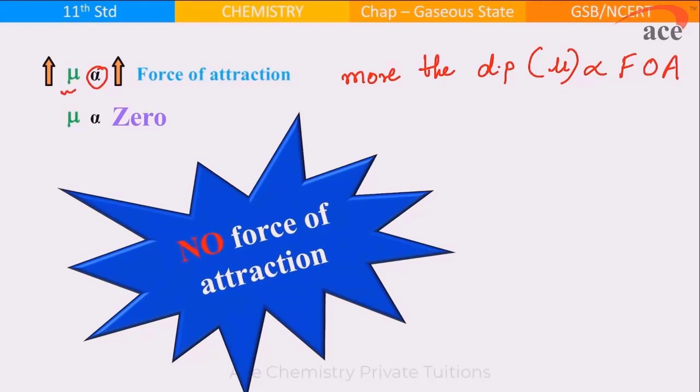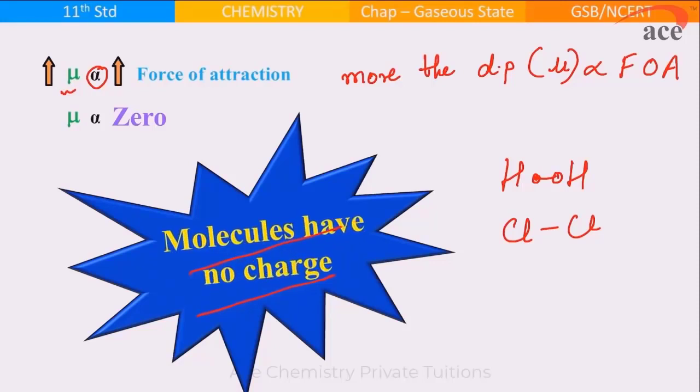Zero? Well, when there is no force of attraction, there will not be polarity, which means there will not be any development of charge between the two atoms. For example, H2, Cl2, will they have any charge? No. Will they have any force of attraction between them? No. So their dipole moment will be 0.